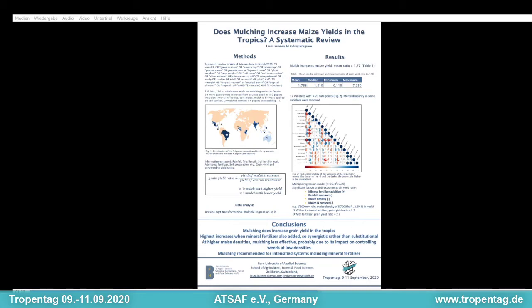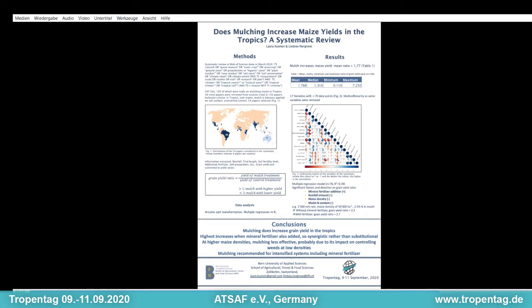As an example, let's assume we are in a location with 1,500 millimeters of rain. Maize is sown at a density of 50,000 plants per hectare, and the mulch has a nitrogen content of 2.5%. If the maize is grown with mulch, the yield ratio is 2.3. But if mineral fertilizer is added to the mulch, then the ratio is even higher. To answer the question in the title of my poster, yes, mulch application does increase maize grain yields in the tropics. This increase is amplified with the simultaneous application of mineral fertilizer, which suggests a synergetic effect of mulch and mineral fertilizer.